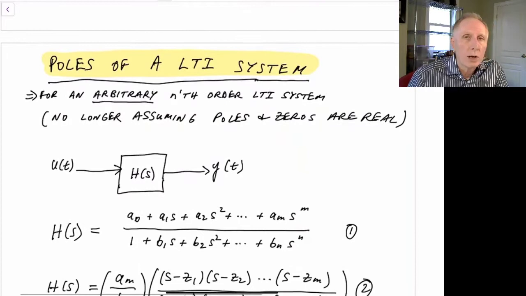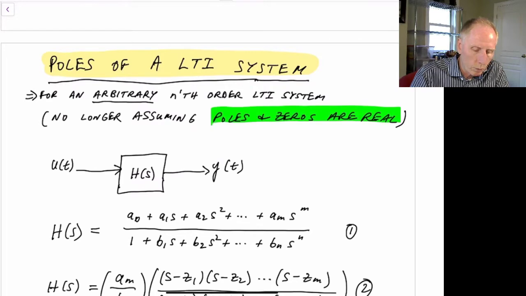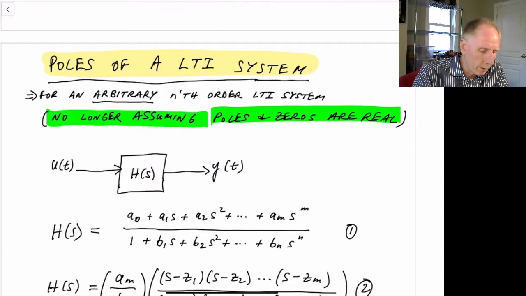So let's talk about, in general, what the poles are for a linear time invariant system. So I want to look at the poles of a linear time invariant, so LTI system. So this would be the closed loop. This would be a circuit that has the feedback already put around it, and this would be the entire system then. So if we assume just an arbitrary nth order LTI system, up to this point we were assuming that all our poles and zeros were on the real axis. That's no longer the case. We're no longer making that assumption, so our poles and zeros can be complex now.